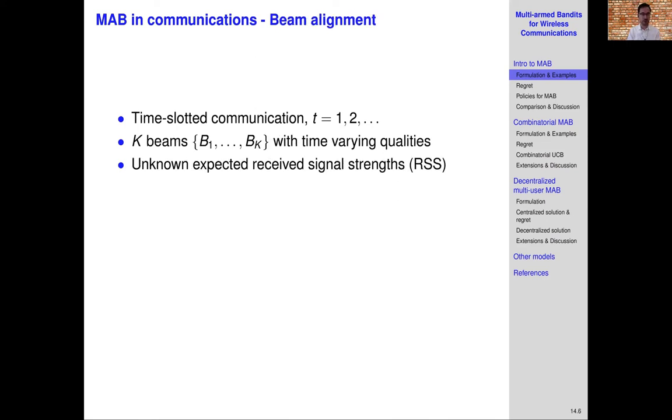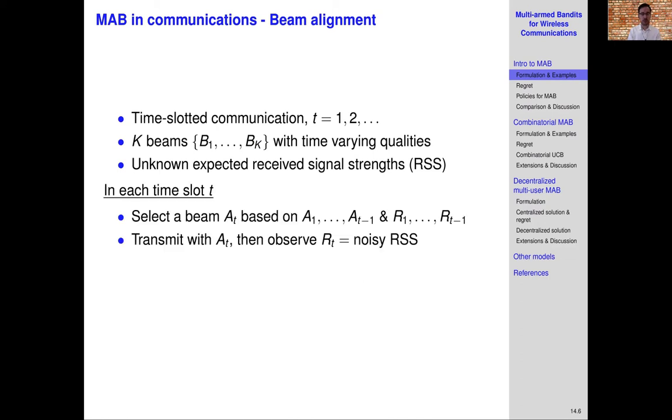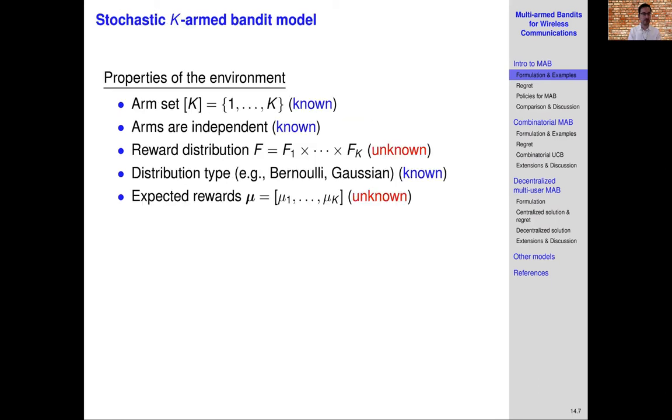Another application is beam alignment. Again, we have a time-slotted communication system. There are K beams with time-varying qualities. Each beam results in an unknown expected received signal strength. On each time slot, the learner selects a beam based on previous beam selections and previous reward observations. The learner transmits with the selected beam. At the end of the round, it observes a reward which is equal to the noisy RSS. The goal in this case is to maximize the expected cumulative RSS.